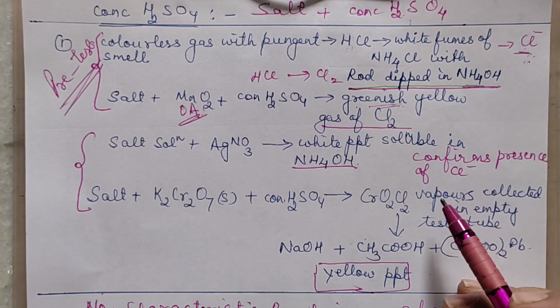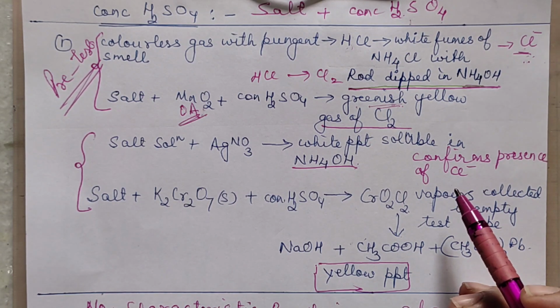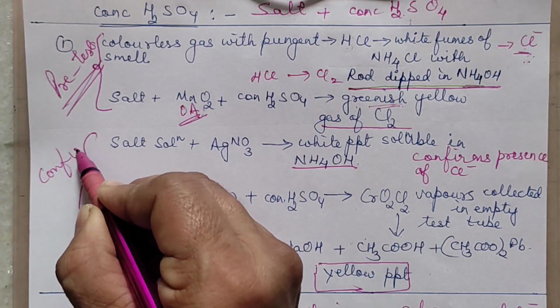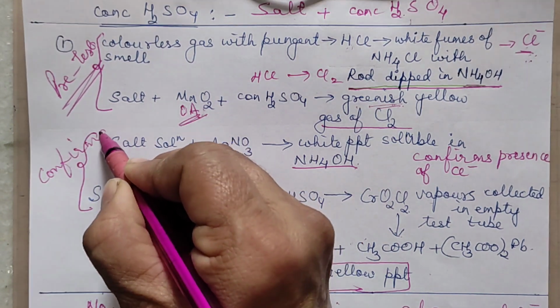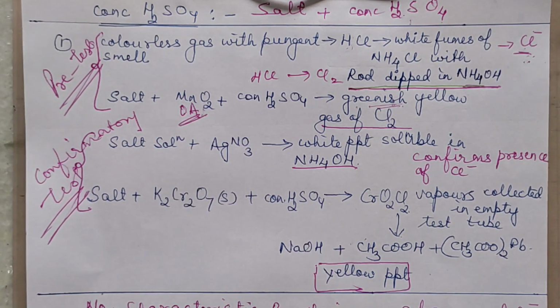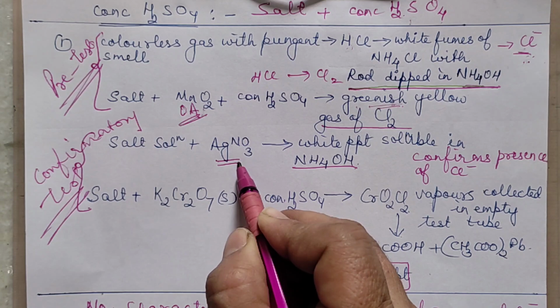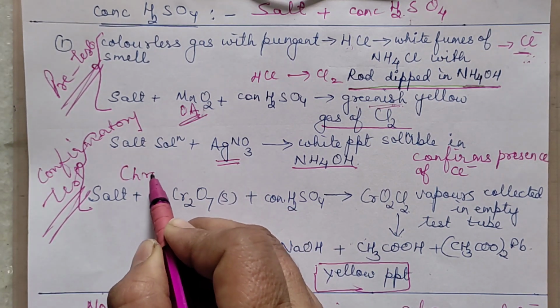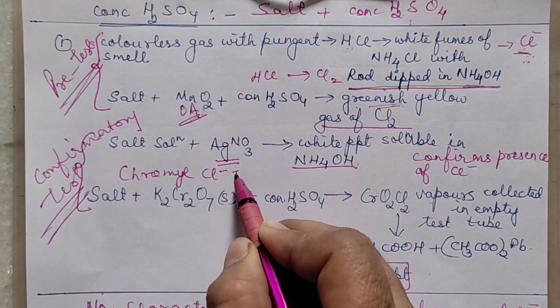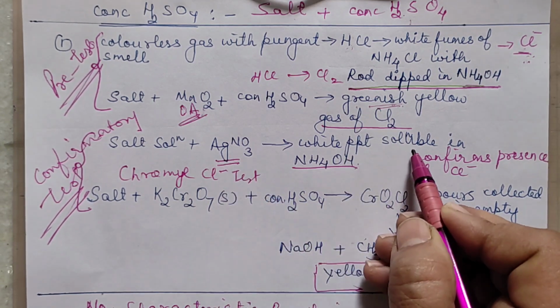Then we'll have to confirm whether it is chloride or not. How can we confirm it is chloride? We will have to perform the confirmatory test. There are 2 confirmatory tests for it. One is the silver nitrate test. Another one is the chromyl chloride test. The lower one is the chromyl chloride test. This one is silver nitrate.